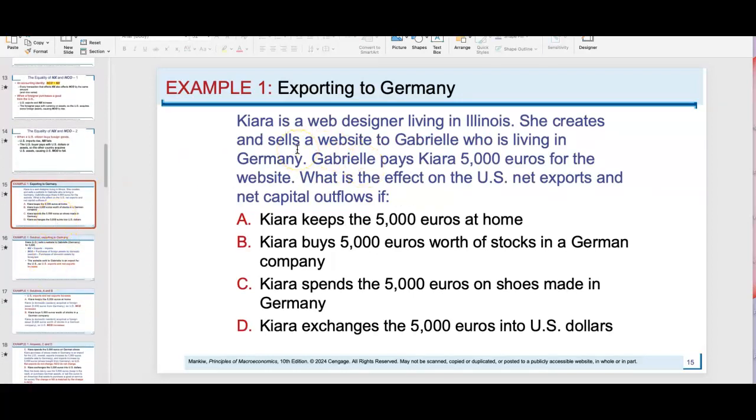Kiara is a web designer living in Illinois. I swear I didn't choose the name. Professor Mankiw did, or his assistants. She creates and sells a website to Gabrielle, who is living in Germany.